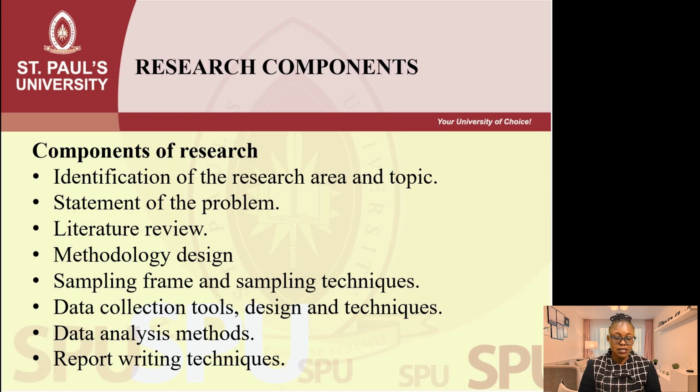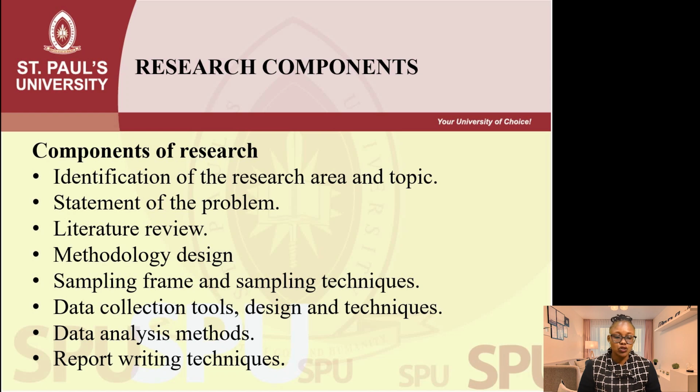As we've already learned, the first one is identification of the research area and topic. That is the first component or the first process. Number two is the statement of the problem. So after you identify your research area, then you state the problem. Number three, you go to the literature review. After you've done your literature review, then you go to your methodology.